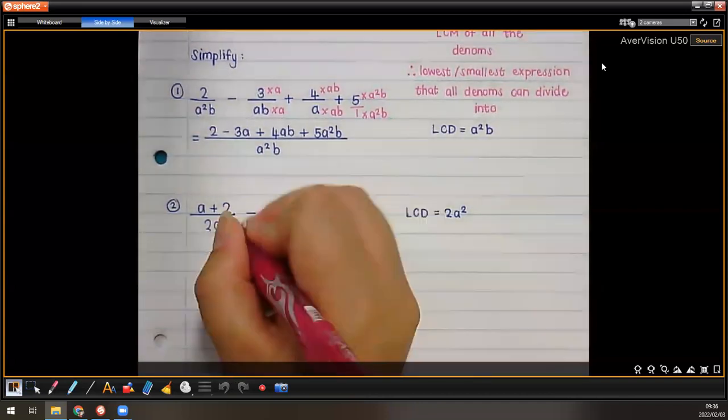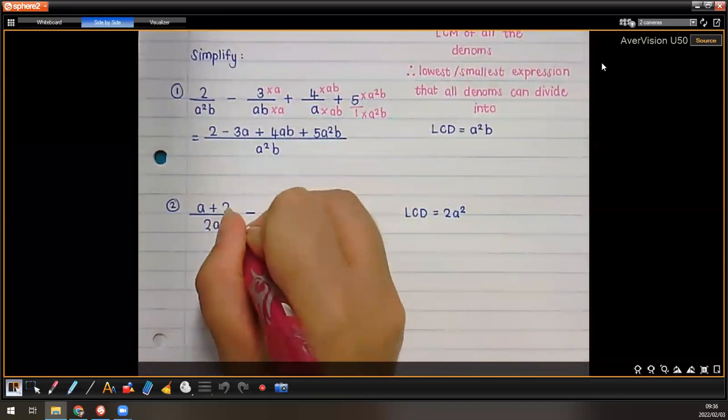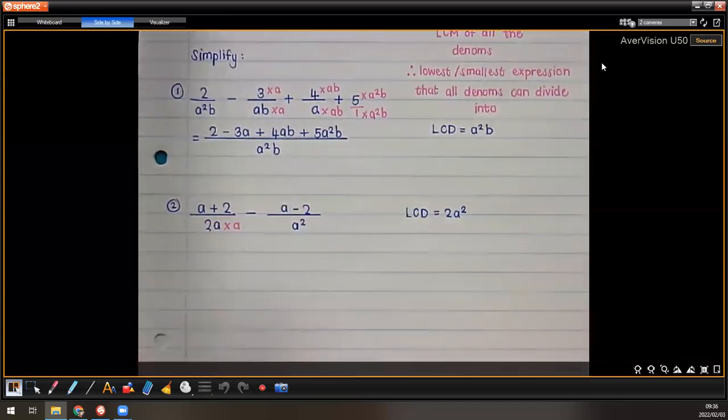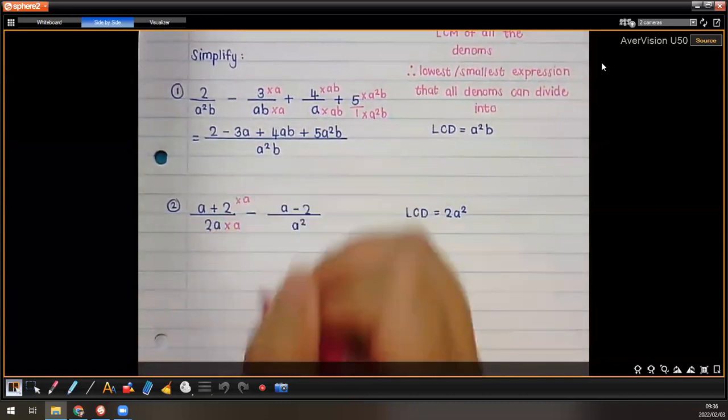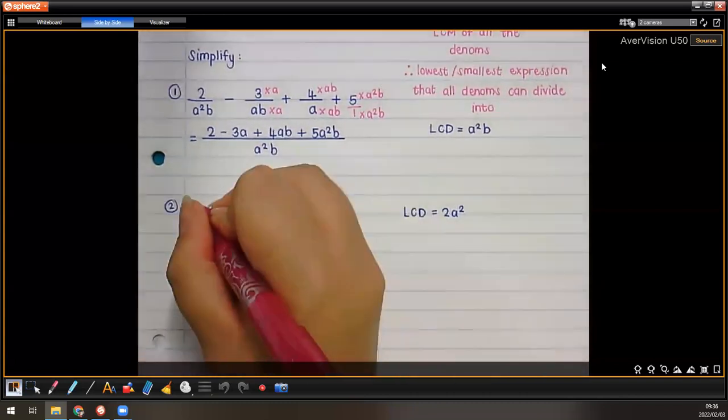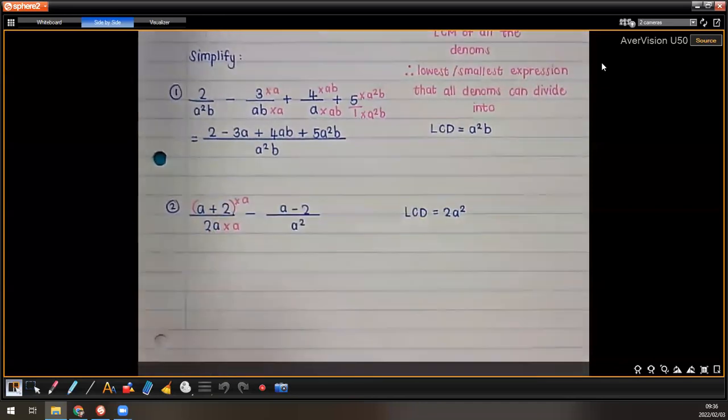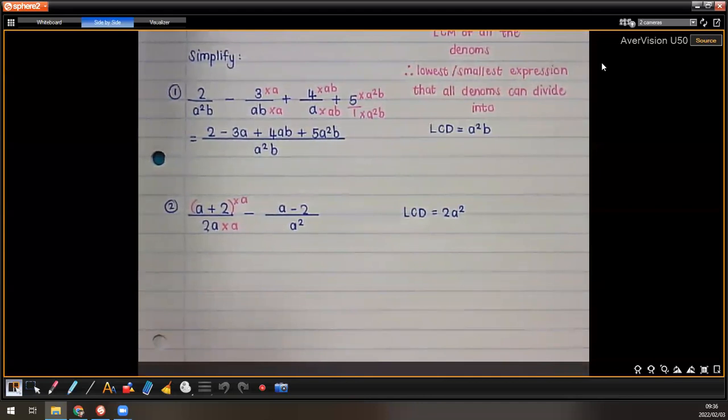So for the first one, I need to multiply 2a by a, which means I need to multiply the top by a as well. But guys, how many terms do I have at the top? 2. So I'm going to have to multiply both of those terms by a. The entire numerator needs to be multiplied by a. So please put brackets around that numerator. If you have multiple terms, you need to put brackets around them.